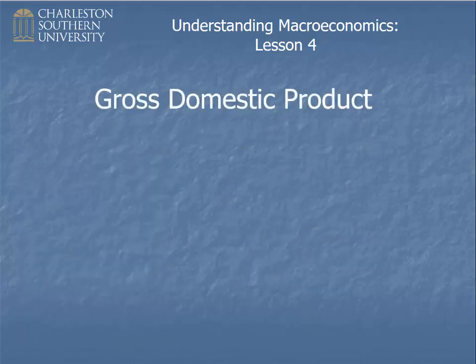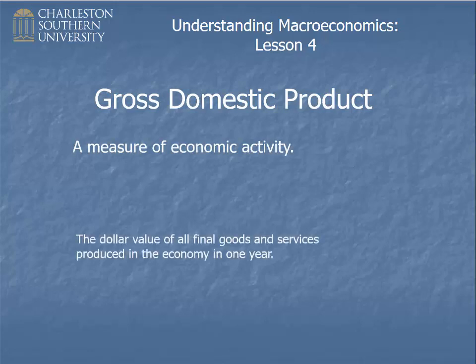So gross domestic product. It's a measure of economic activity, and here is its formal definition. It is the dollar value of all final goods and services produced in the economy in 1 year. So GDP is just a measure. It's a dollar-denominated measure of economic activity. But there's some words in this definition that are kind of important. Obviously, dollar value is denominated, it's measured in dollars.